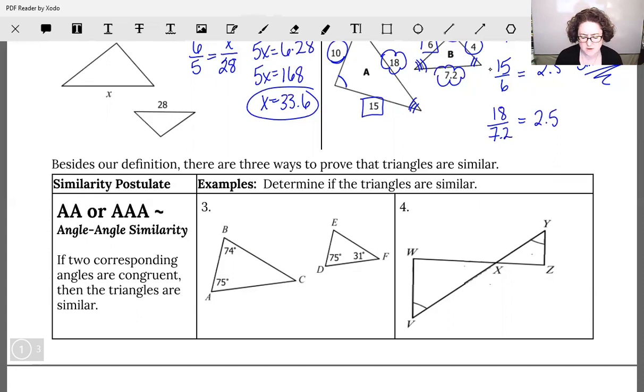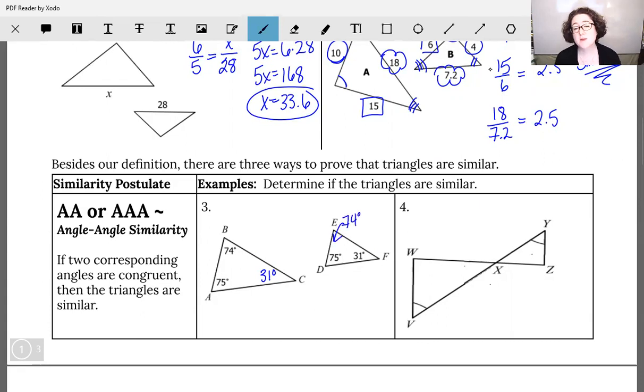Example 3, we're given 2 triangles, each one's missing an angle. We know the angles are supposed to add up to 180. So in my first triangle, if I take 180 and subtract out 74 and subtract out 75, I'm left with 31 degrees. And if I did the same thing in the other triangle, I have the same numbers that I'm working with. So if I subtracted 75 and 31 from 180, I'd get that same 74 degrees.